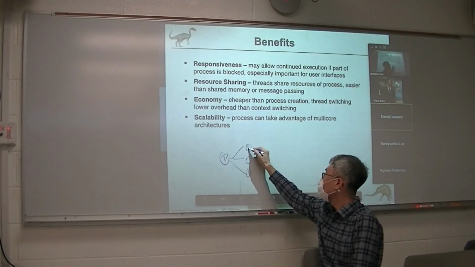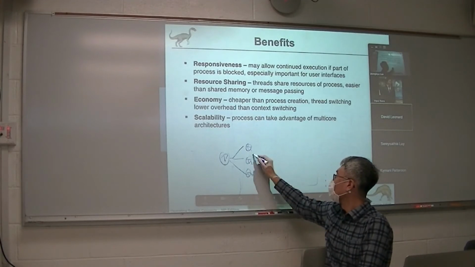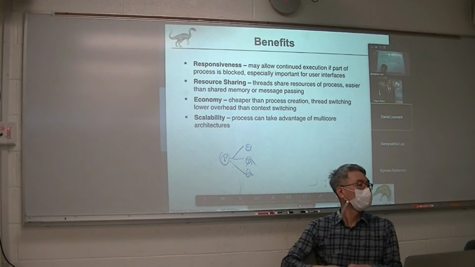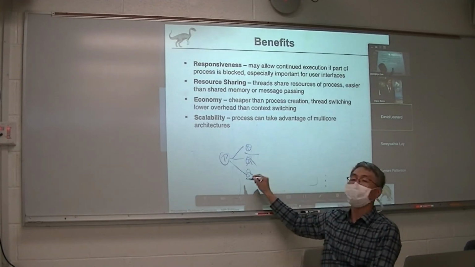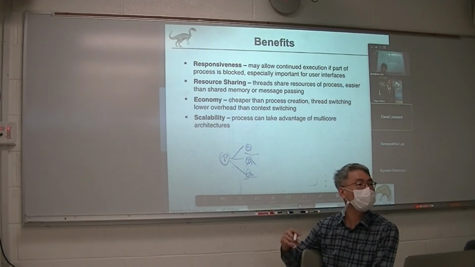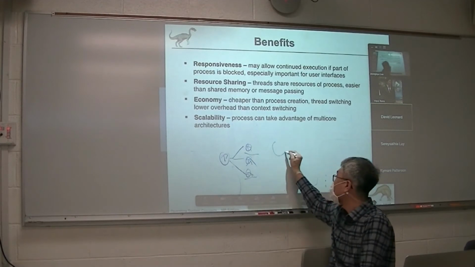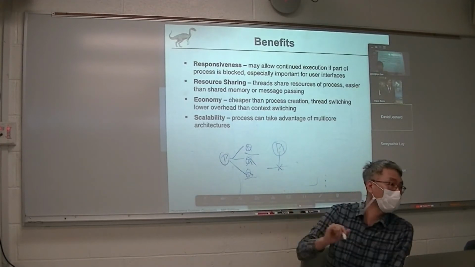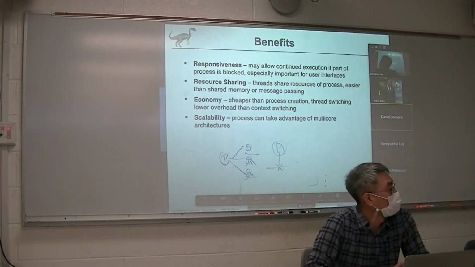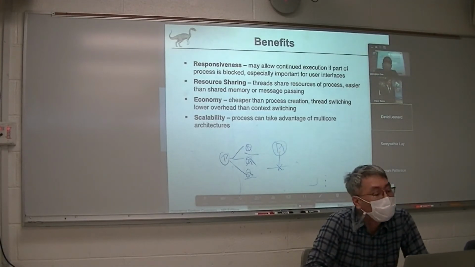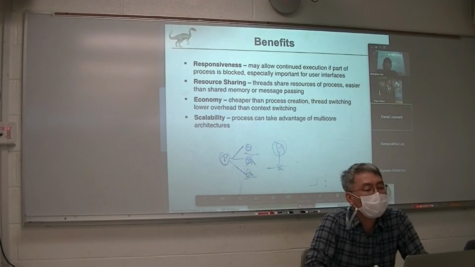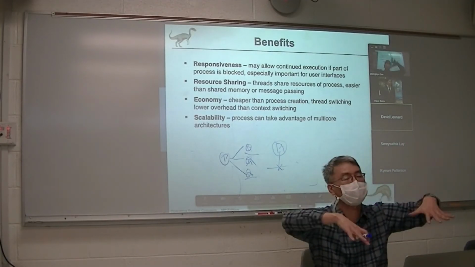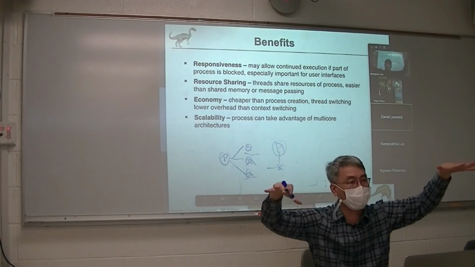So process, thread 1, thread 2, thread 3. If in this one something happened, so an error, then still the other threads will be running. However, if you have a single-thread process and something happened, your entire process will be terminated. So this is called responsiveness, because that's the generic benefit of parallel processing.